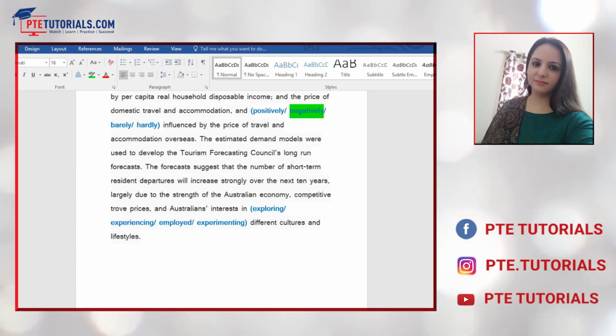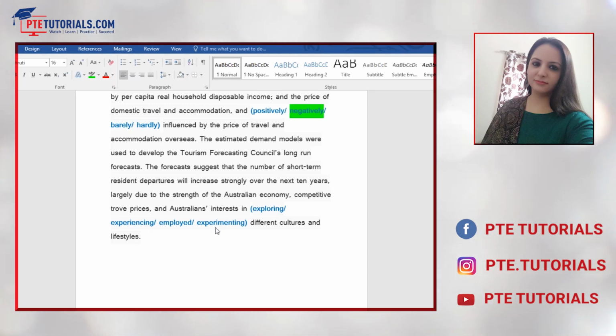Just check the meaning of each and every word and then try to select. Here we are not going to explore something. They are just telling you it will increase strongly over the next 10 years, largely due to the strength of the Australian economy. We are here talking about economy, prices, Australians' interests. So I'm not going to explore something here. No doubt, with cultures, you can use exploring, but the line's understanding is not telling me to choose exploring. The next, experiencing or experimenting, I'm left with these two words.